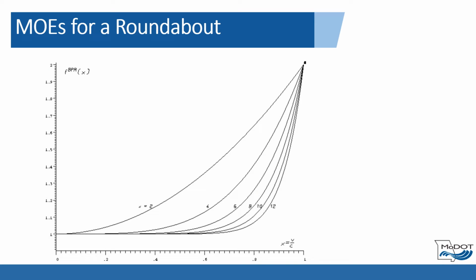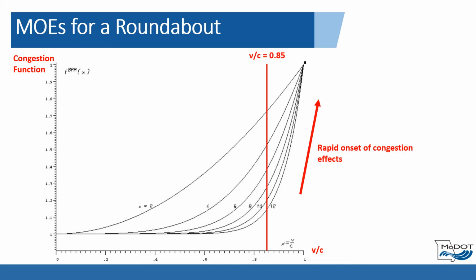This volume delay function graph displays how the effects of congestion rapidly increase after VC is greater than 0.85. In this graph, the x-axis is the VC ratio, and the y-axis is a congestion function. This red line shows where x, or VC, is equal to 0.85. For values where x is greater than or equal to 0.85, there is a rapid onset of congestion effects.